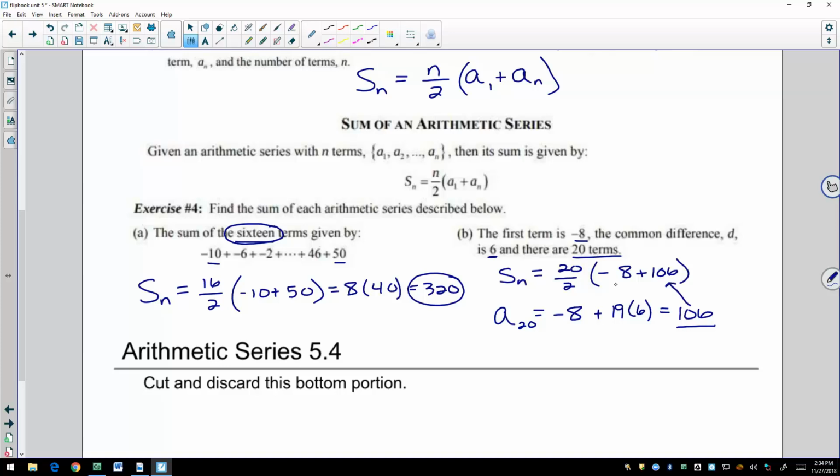Now you can just use your calculator. 20 divided by 2 is 10. -8 plus 106 is 98. So 98 times 10 is 980. So that is what the summation would be of that series.